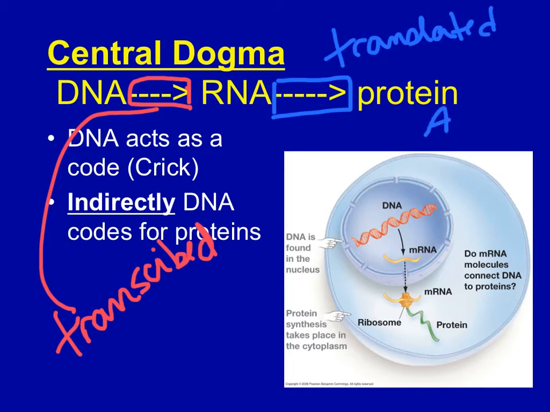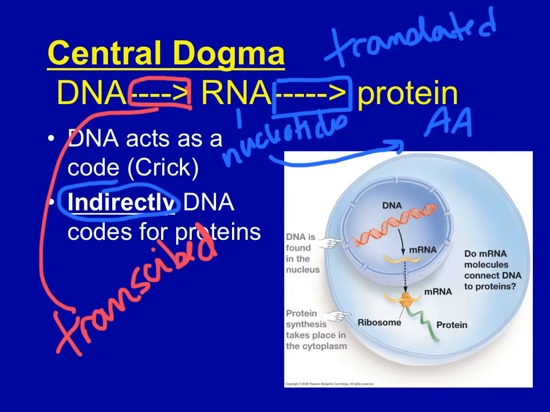Proteins are made out of amino acids. So what is RNA made out of? RNA is made out of nucleotides. So a sequence of nucleotides gets turned into an amino acid sequence. And so what we're saying here is that indirectly, through RNA, DNA codes for proteins.